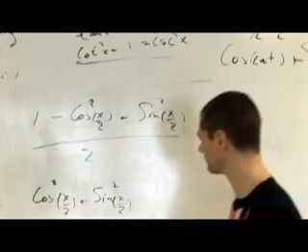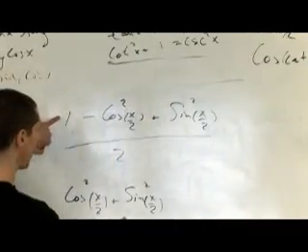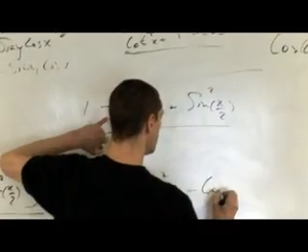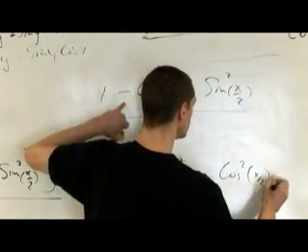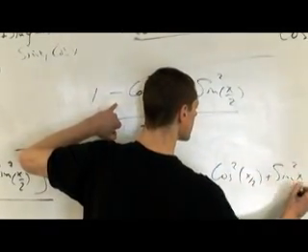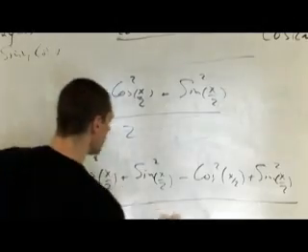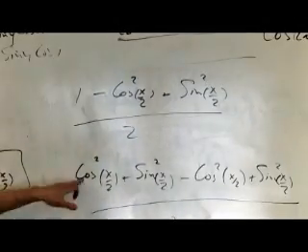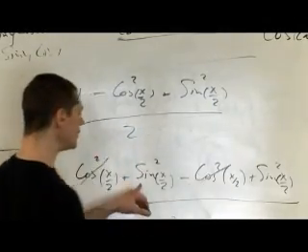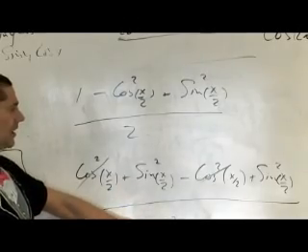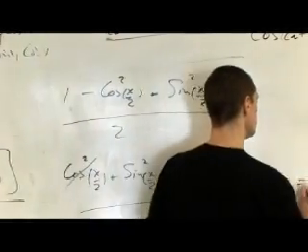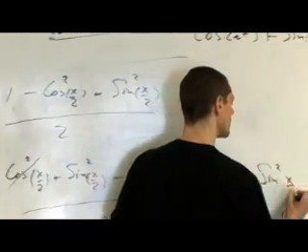Okay. So anyway, I have this as my 1, then it's going to be minus cosine squared x over 2 plus sine squared x over 2. This is all divided by 2. The cosines cancel. I have 2 sine squared x over 2 divided by 2, so this is equal to sine squared x over 2.